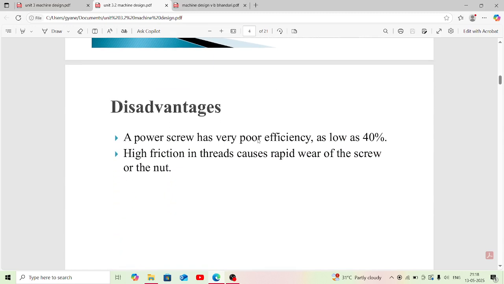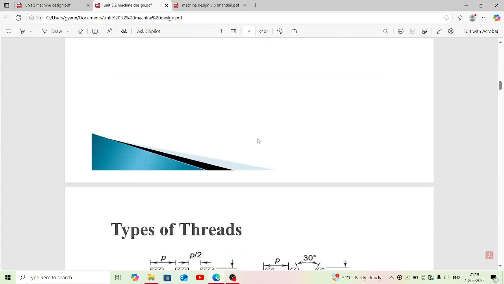And there are some disadvantages, because if we make a component, there are some disadvantages also. A power screw has a very poor efficiency, as low as 40%, and high friction in the threads causes rapid wear of the screw, because of direct contact between the parts.